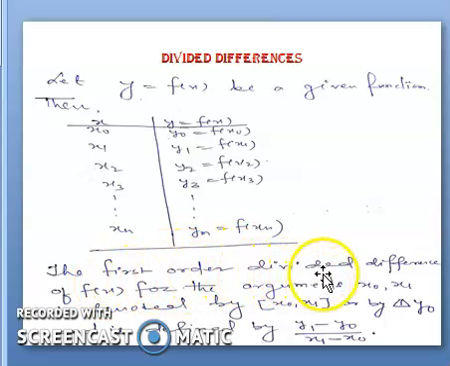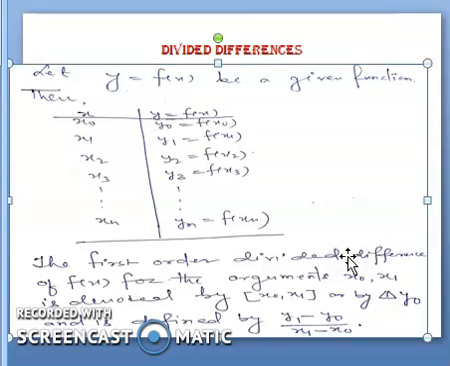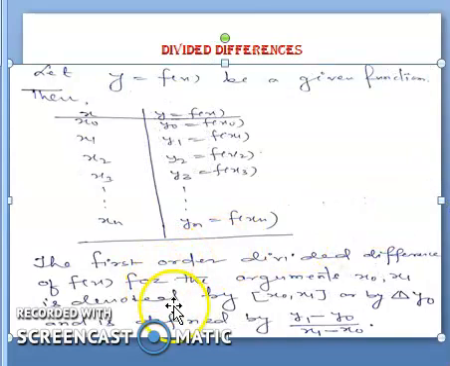The first order divided difference of f(x) for the argument x0, x1 is denoted by the bracket [x0, x1], or by this operator of divided difference, and it is defined by (y1 minus y0) divided by (x1 minus x0). So this is the basic idea about the divided difference. This is the operator del of y0, the divided difference, defined by (y1 minus y0) divided by (x1 minus x0).